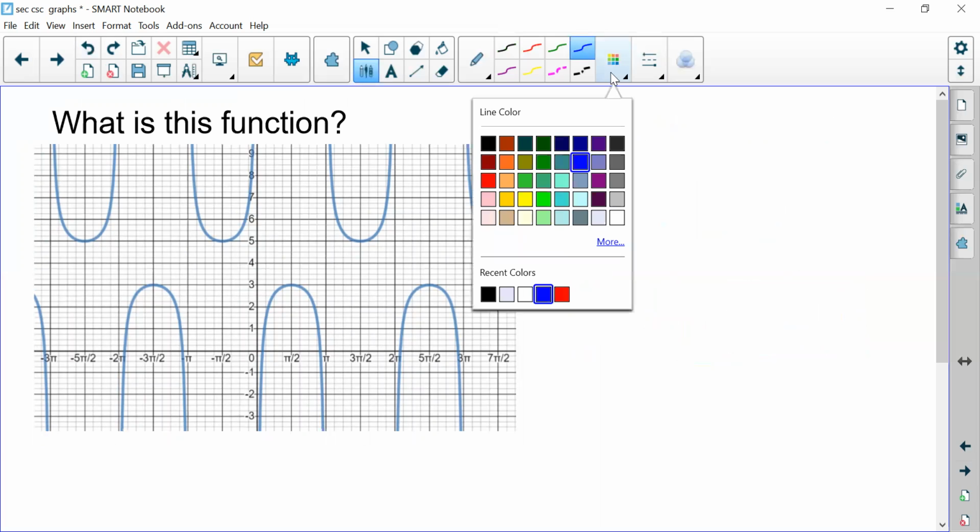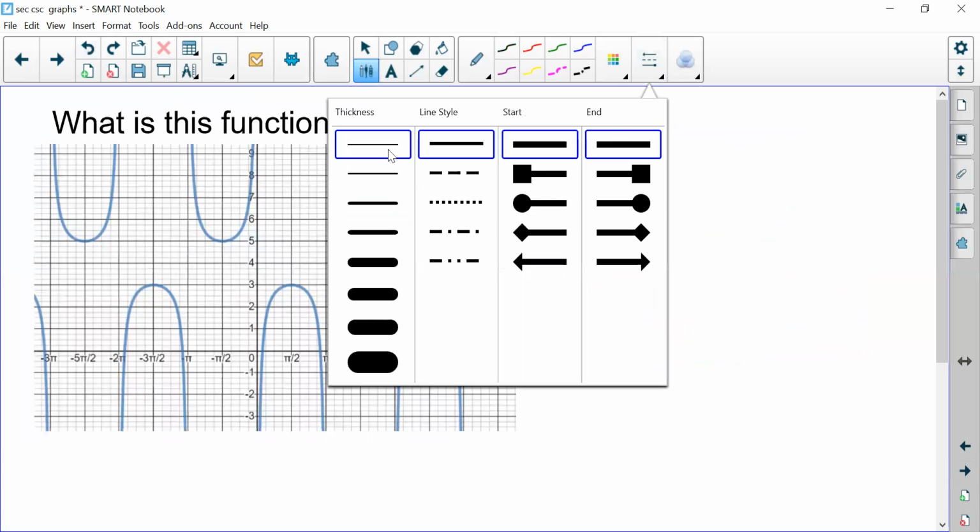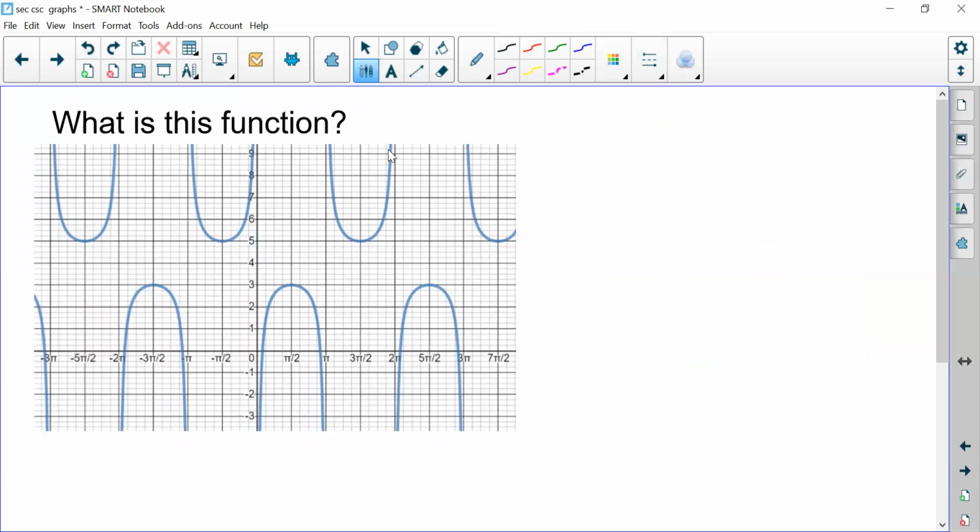What is this graph? Again, it's either cosine, secant, or cosecant. First thing you're going to do is graph a cosine or a sine wave and try to come up with a function here. Again, I'm going to start, if possible, at x equals 0. And when x equals 0, I'm at the midline. So that tells me I'm using sine.